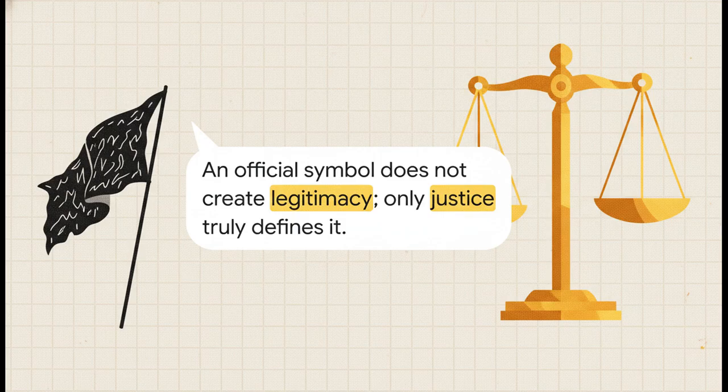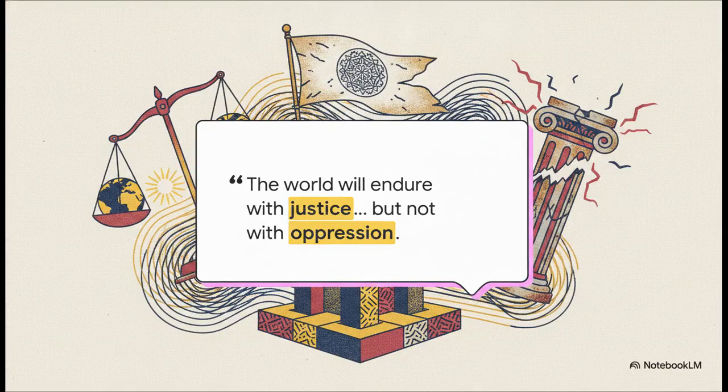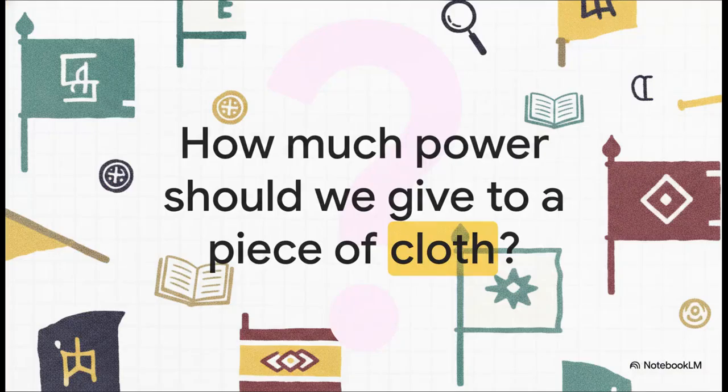Only justice does. The ultimate takeaway from our sources is perfectly captured by the scholar Ibn Taymiyyah. He states that the very foundation of a state is impartial justice, not the cloth waving above it. A state can survive with justice even without belief, but it will inevitably collapse under oppression, regardless of what religious symbols it hides behind.